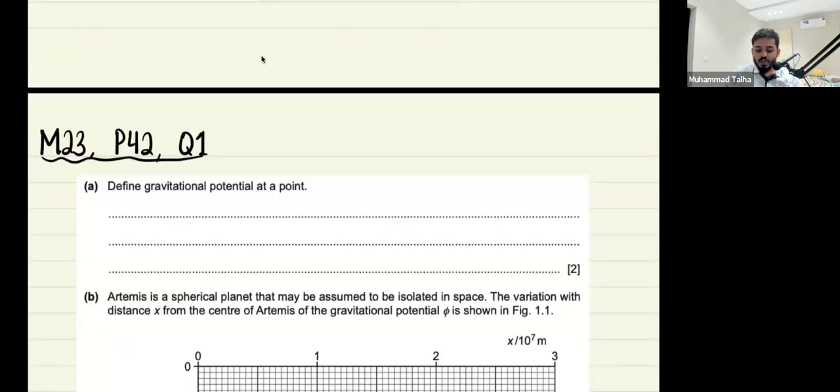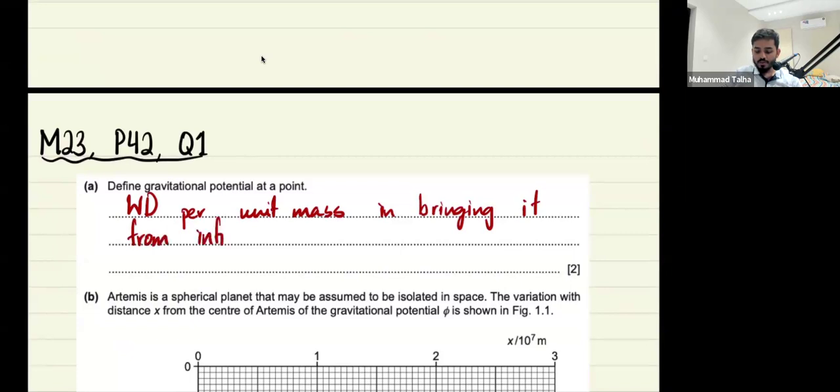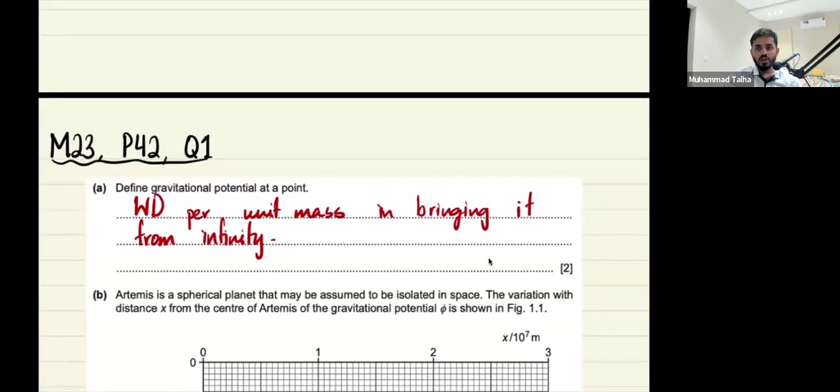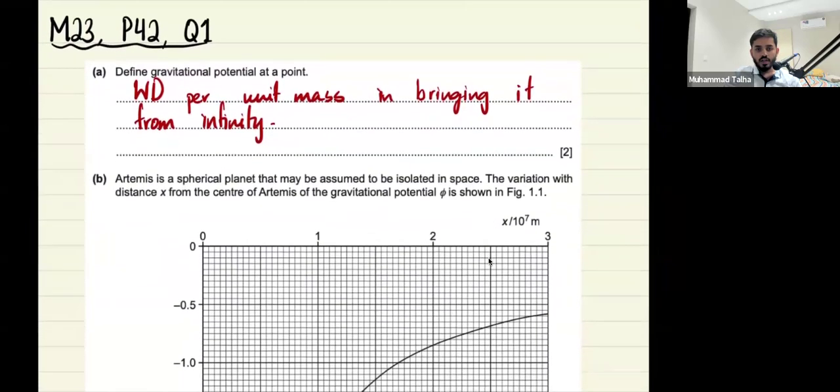So define gravitational potential at a point. So work done per unit mass bringing it from infinity. Again, another related question to this is why is gravitational potential always negative? And that is also something that we've talked about in the March 24 paper. I want to talk about the later parts of these. Unit positive mass is incorrect because mass is always positive, right? It's not really wrong. It's just not required.